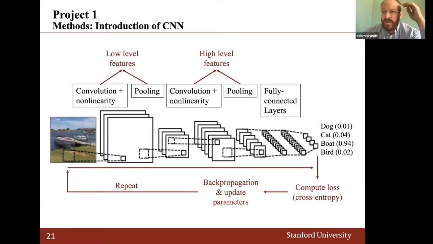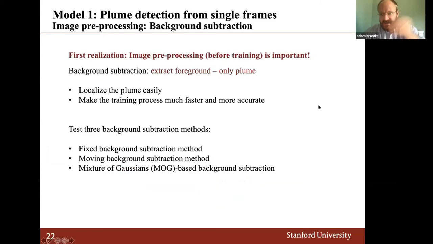Okay, so we realized really, really quickly, about a month in, that image pre-processing before training is super important. It's very hard with a black and white image to recognize the plume, especially because our images were from so many different angles and different pieces of equipment, it was really hard for it to do anything. So we wanted to extract the foreground, the plume, and take out the background, okay? So we wanted to localize the plume and then just feed the plume in there. So we tried three different methods to do that: fixed background, moving background, and mixture of Gaussians.